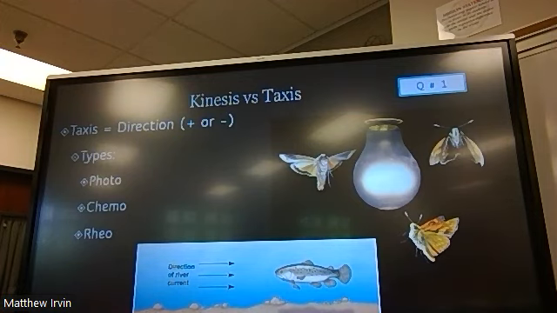And we've got lots of different examples. We've got phototaxis. So plants grow towards light, moths move towards light. So that's positive phototaxis. Cockroaches run away from light. So that's negative phototaxis.